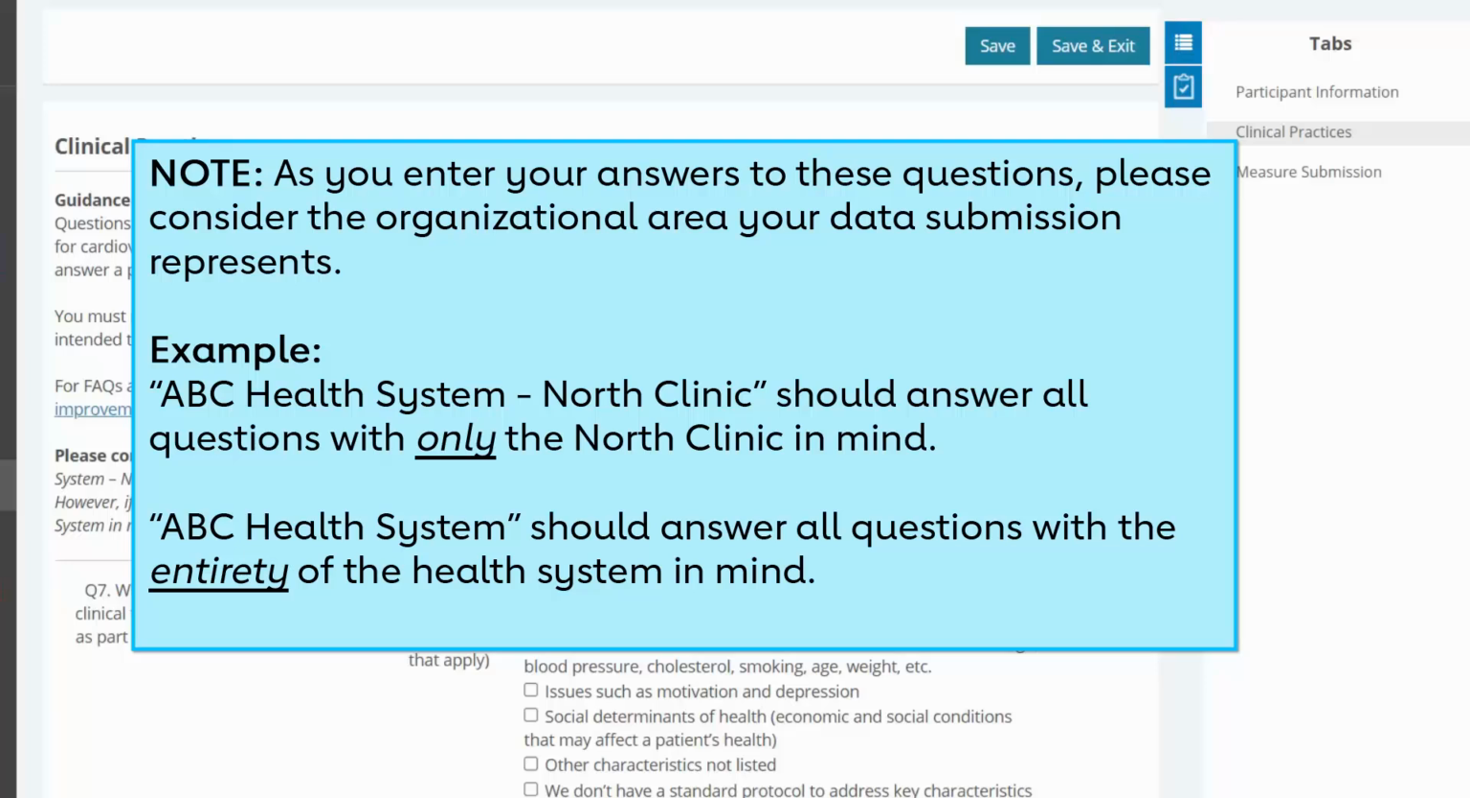Note, as you enter your answers to these questions, please consider the organizational area that your data submission represents. For example, if the facility name in the data platform is ABC Health System North Clinic, and the other data submitted are specific to this facility, please answer the below questions with only North Clinic in mind. However, if you are submitting data on behalf of the entirety of ABC Health System, please answer the below questions with the whole of ABC Health System in mind, to the best of your ability.